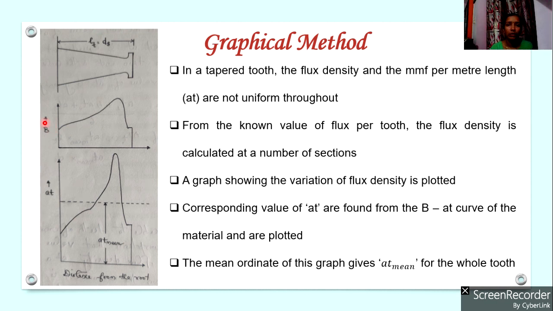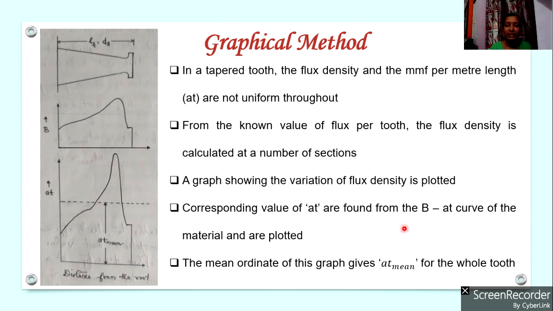Now, this tooth will be made up of a particular magnetic material. Now, the manufacturer will give us a curve. In the data sheet provided by the manufacturer, there will be the B versus AT curve. Flux density versus mmf per unit length curve corresponding to the material will be given. So all the manufacturers will give a curve showing the variation of flux density with respect to mmf per unit length. The B versus AT curve of this material will be available to us.